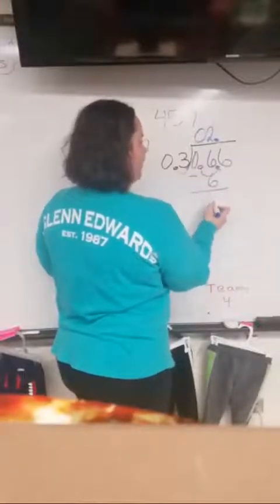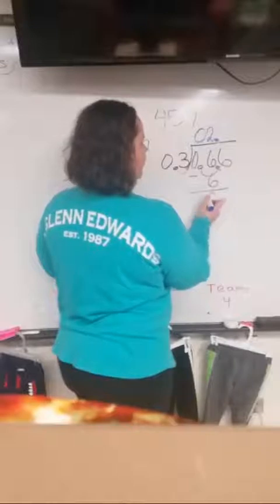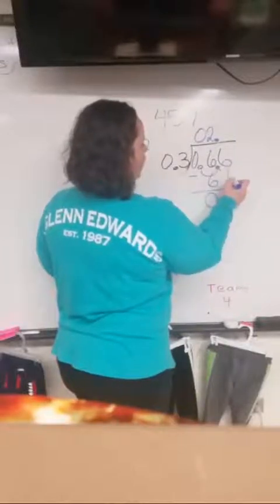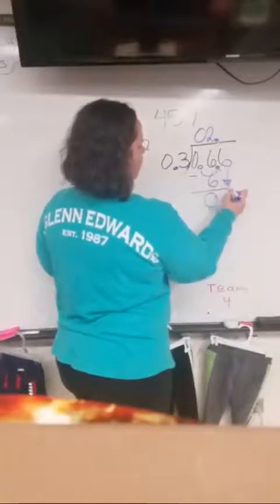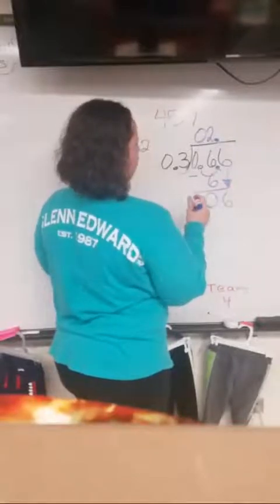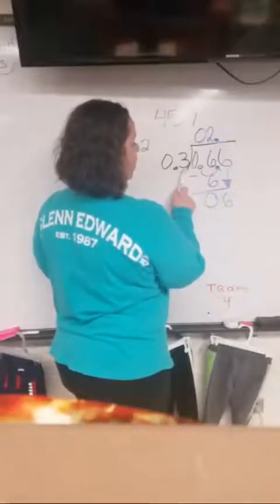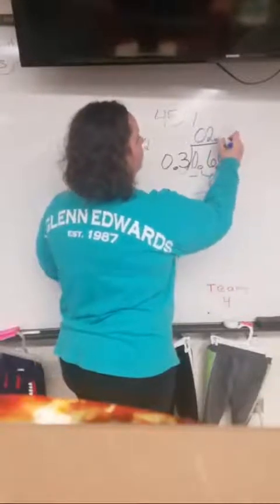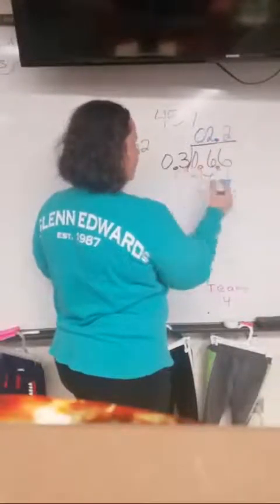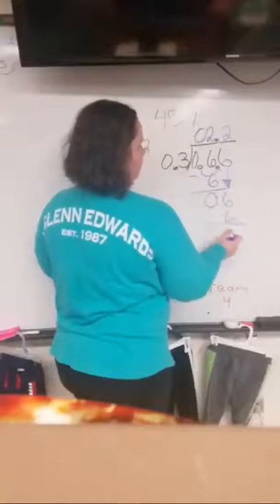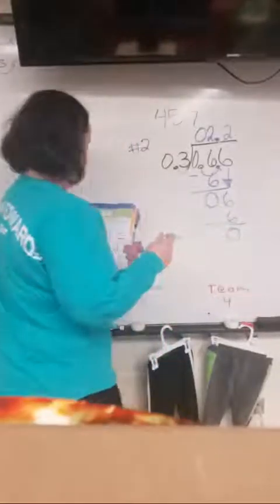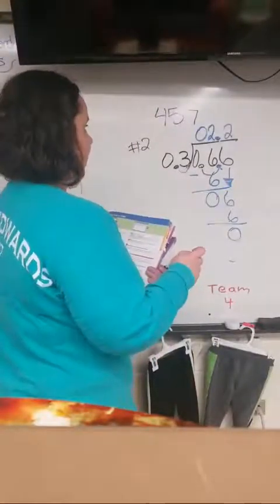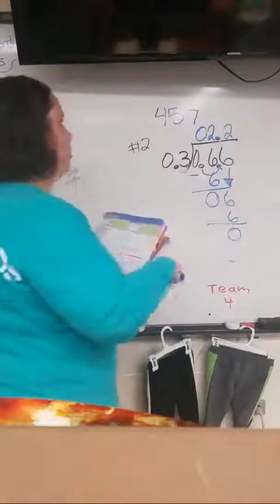6 minus 6 is 0. Now I bring down my 6, just like in regular division. So now I say, how many times does whole number 3 go into 6? It goes 2 times. 2 times 3 is 6. 0. I should have no remainder. So my answer is 2 and 2/10.